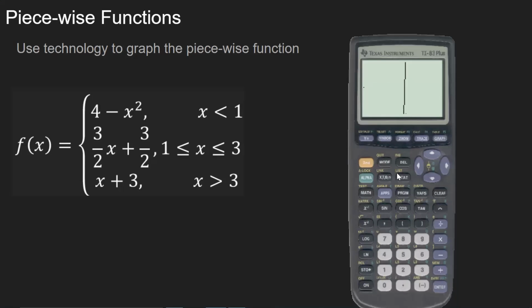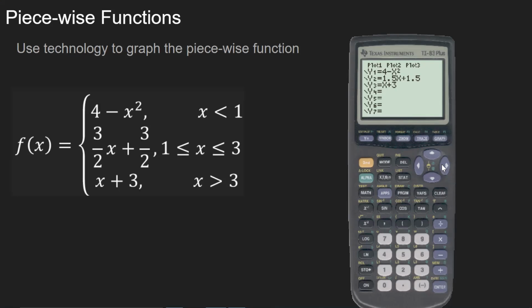There are several different ways to do this. The easiest way that I have found is to, again, put each function in as a separate y equals. So 4 minus x squared, 3/2, I'm just going to put 1.5 because it's a little bit easier. 1.5x plus 1.5. And then the third one is going to be x plus 3. And then what you do is you scroll back up and highlight the equal sign and turn these off. Just highlight the equal sign, hit enter, turn them off.